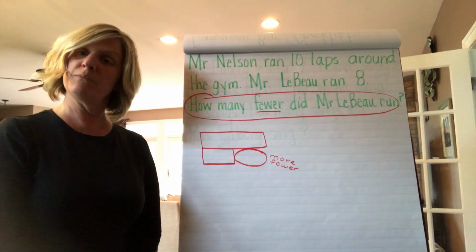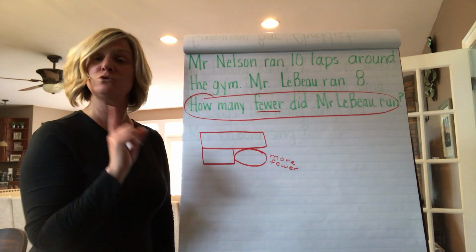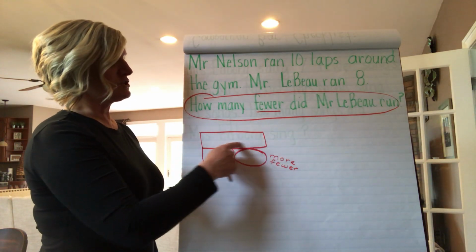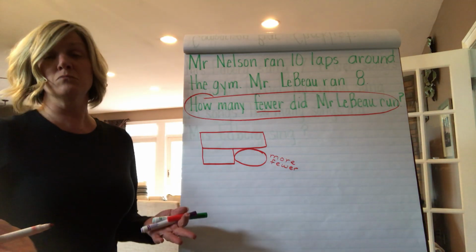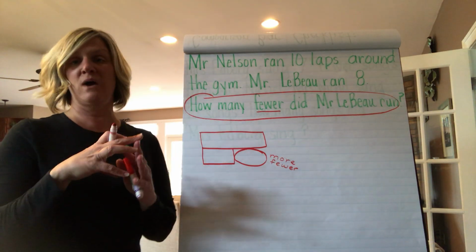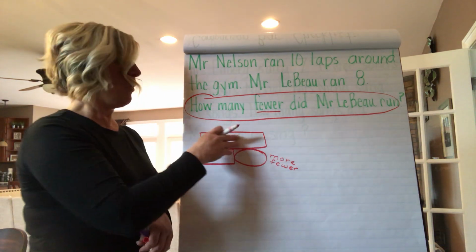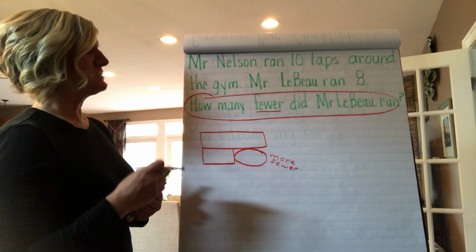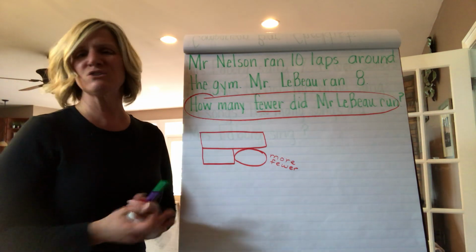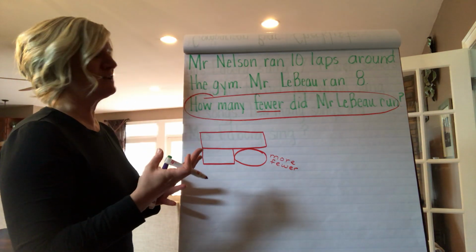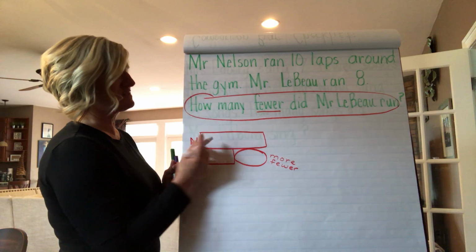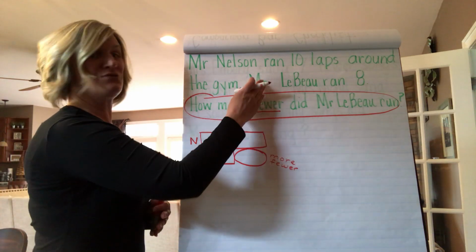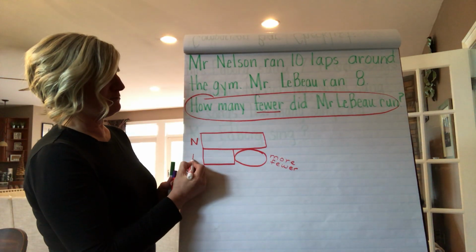Another thing that you really should do with comparison bars is to label the bars so you don't forget what the bars are for. So the top bar is going to be for whoever ran more laps. And the bottom is whoever ran less. So let's see if we already have those numbers or if that's one of the ones we have to figure out. Mr. Nelson ran 10 laps. Mr. LeBeau ran 8. That's really clear to me. I see Mr. Nelson ran more, so I'm going to put an N for Nelson at the top. It tells me that Mr. LeBeau ran 8. I know that 8 is fewer or less than 10, so I'm going to label this with the L.